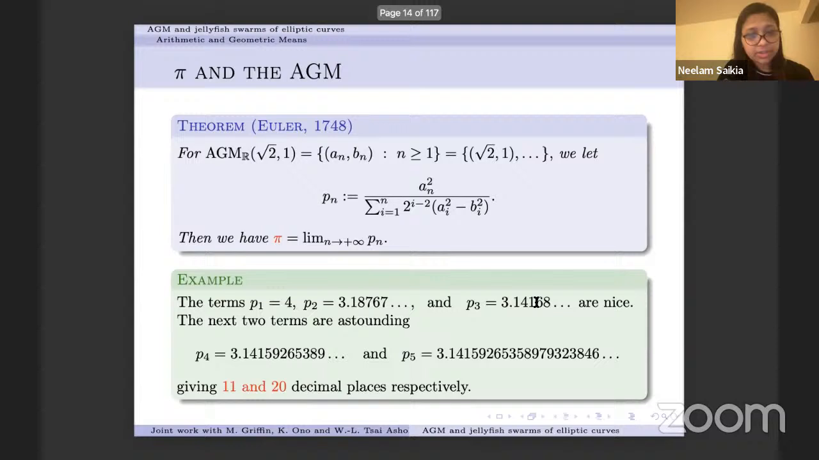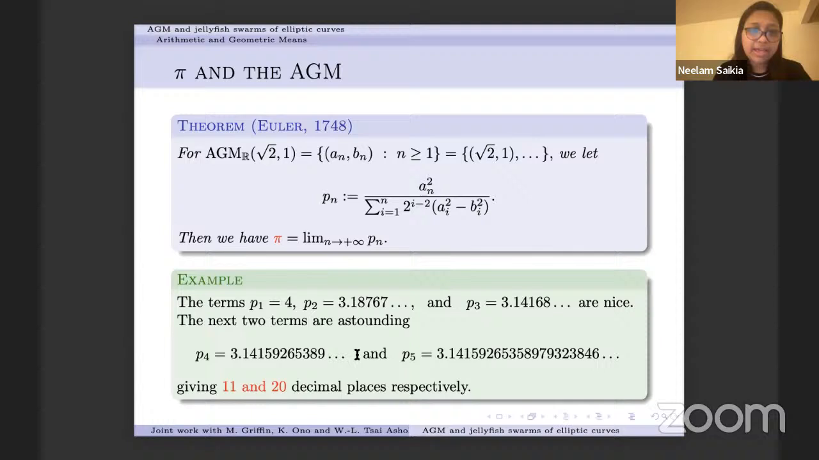If we compute p4, we see that it gives the value of pi up to 11 decimal places. And just after that, if we compute the next term, p5, we see that it gives the value of pi up to 20 decimal places. This is something beautiful, giving you digits of pi rapidly.